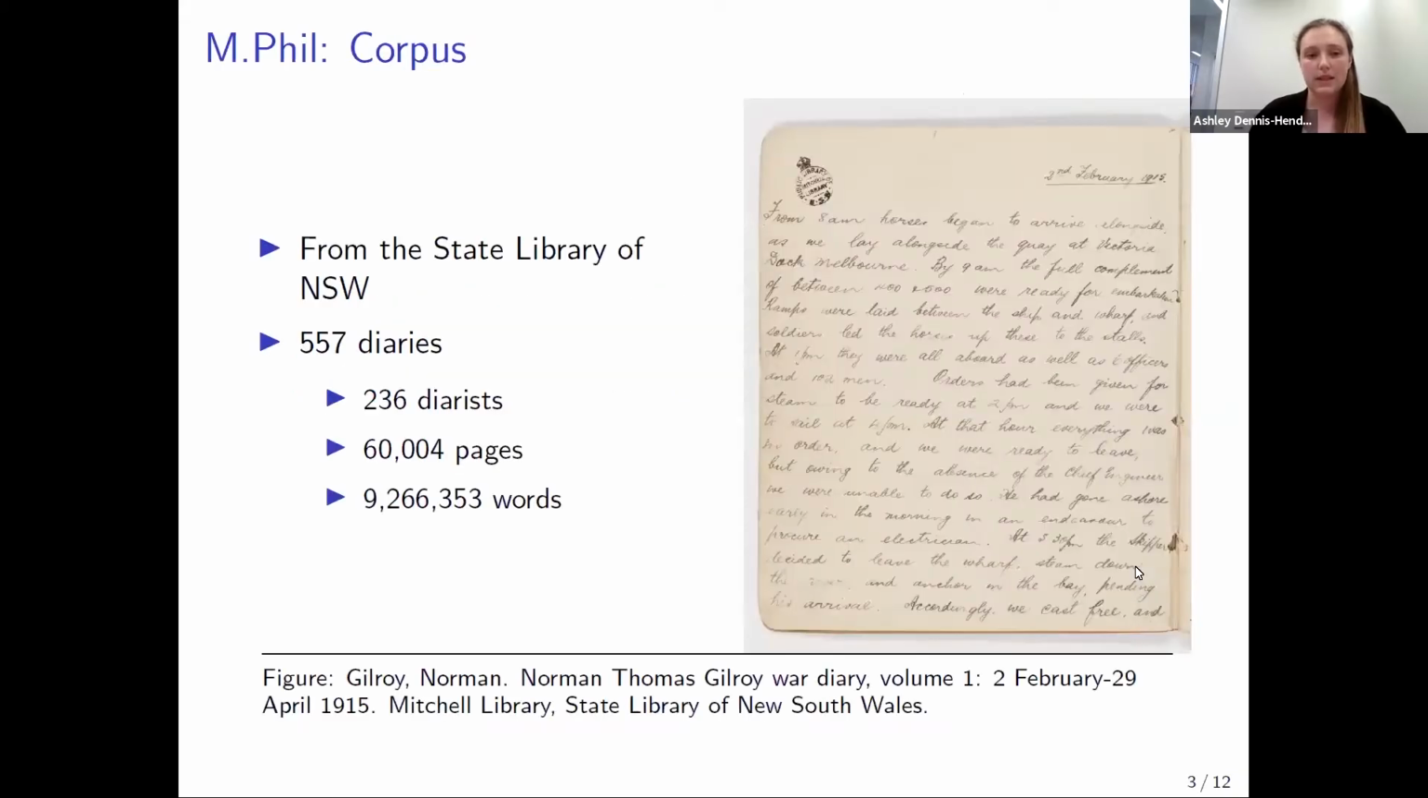So the corpus, as I said, is from the State Library of New South Wales. There's a total of 966 documents. 557 of those were labelled as diaries. And that's over 9 million words, which is quite a large data set. Now, this data set has been analysed through the traditional technique of closely reading diaries before. But in that case, they only actually looked at 20 diaries because to read this many diaries, this many words would take a very long time.